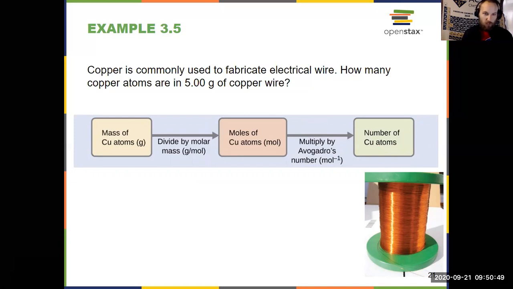Okay, so this is a two-step conversion. I have a mass of copper atoms. I need to divide by the molar mass first to go to moles of copper atoms, and then multiply by Avogadro's number. That's 6.022 times 10 to the 23rd to get the number of copper atoms. So I recommend that you try that one on your own. I will upload a separate video showing how to solve this problem on paper. Okay, a little cleaner than these annotations.